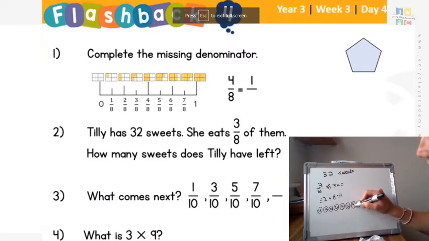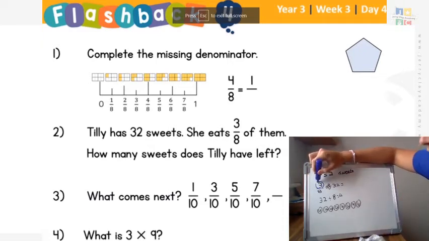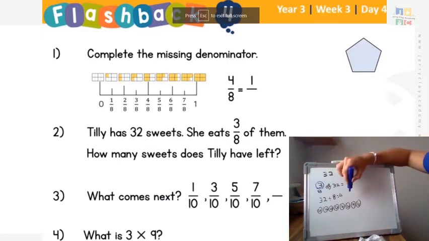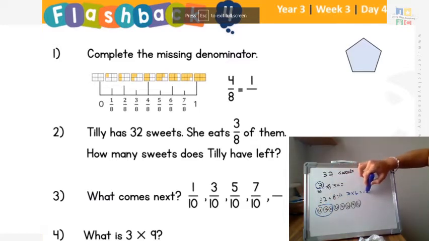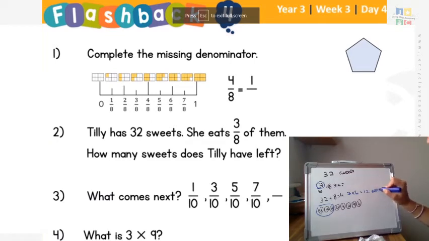Then once I know that there is 4 in each part, I need to have a look to see what it's asking me for, and it's asking me for 3/8. So I need to find 3 parts, 3 lots of, and then there's 4 in each part. So I know my answer is going to be 12. So she has eaten 12.